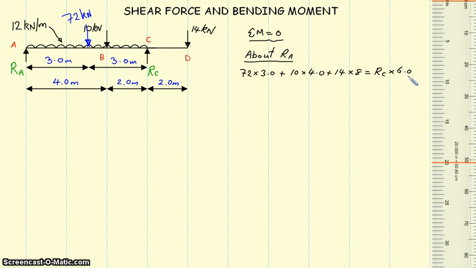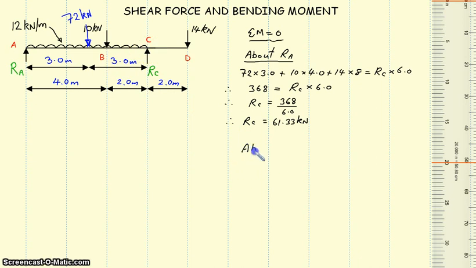We now just have to solve for the reaction at C. So therefore 368 will equal the reaction at C times 6, and the 6 comes across, becomes dividing, so the reaction at C will equal 368 divided by 6, and therefore the reaction at C equals 61.33 kilonewtons.